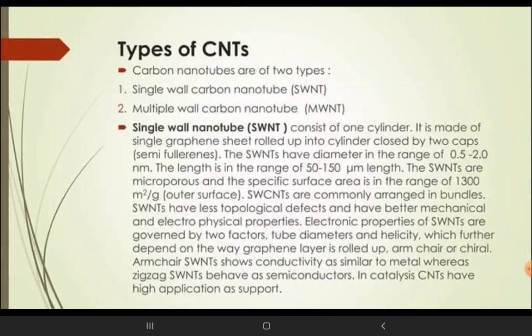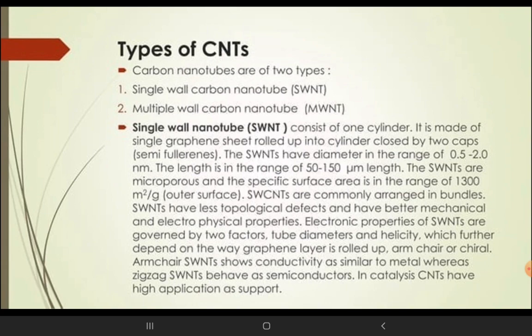Types of CNTs. Carbon nanotubes are of two types, single-wall carbon nanotube (SWNT) and multi-wall carbon nanotube (MWNT). Single-wall nanotube. A single-wall nanotube consists of one cylinder. It is made of a single graphene sheet rolled up into a cylinder closed by two caps, semi-fullerenes.